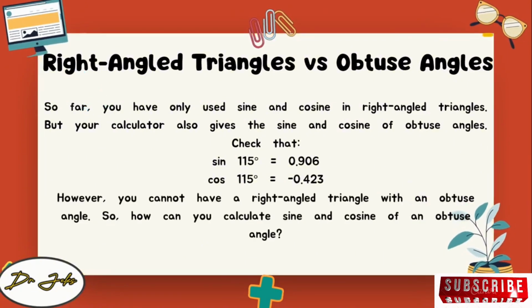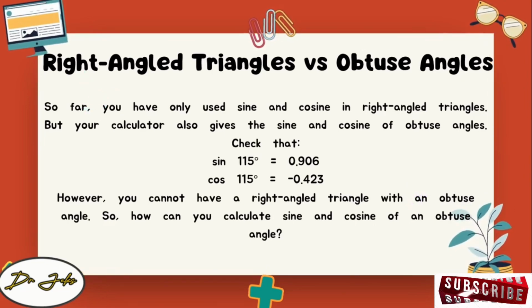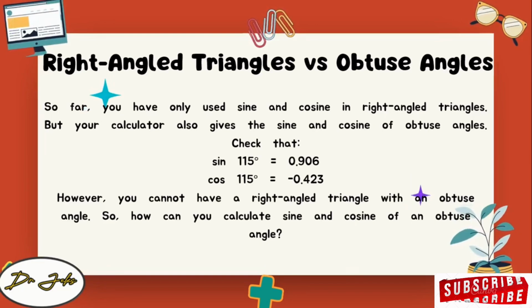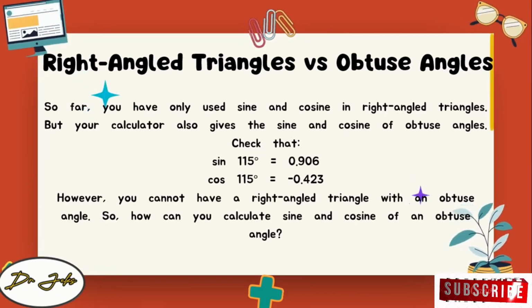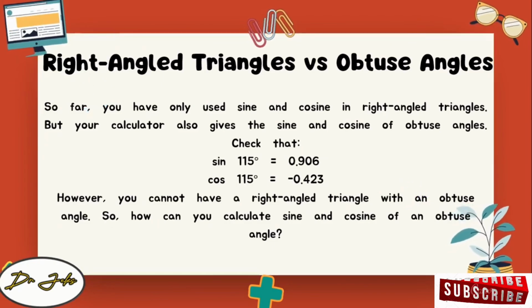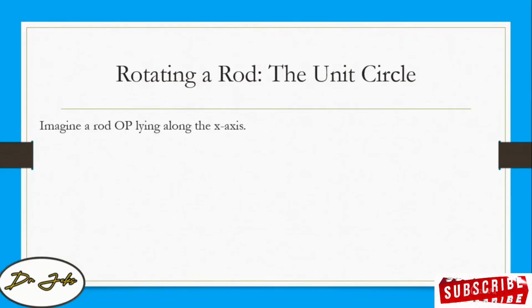Now here's a little puzzle. You can't have a right-angled triangle that contains an obtuse angle, because an obtuse angle is any angle greater than 90 degrees. So then, how on earth can we find the sine and cosine of an obtuse angle? Let's visualize it, rotating a rod on the unit circle.